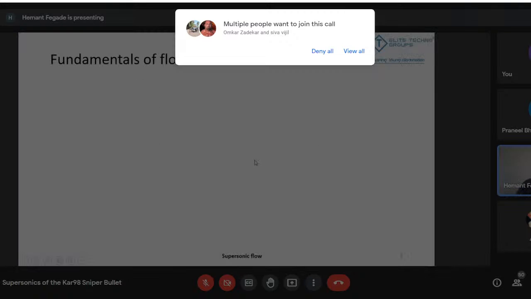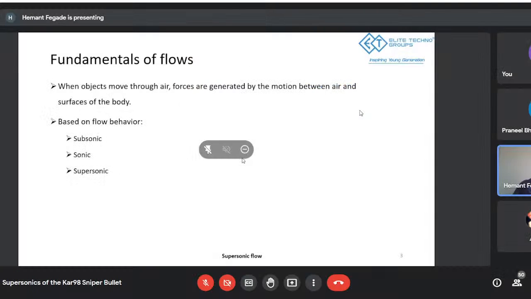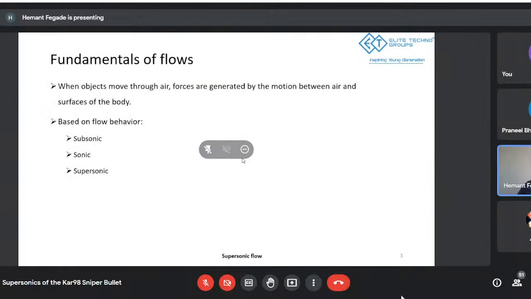Okay. So basically, when an object moves through air, forces are generated by the motion between the air and the surface of the body, and these forces will categorize how a bullet, or any object that is moving through air, will behave based on the behavior of the flow, like based on its speed, velocity, whatever we call it. It is divided into three sections: subsonic, sonic, and supersonic.